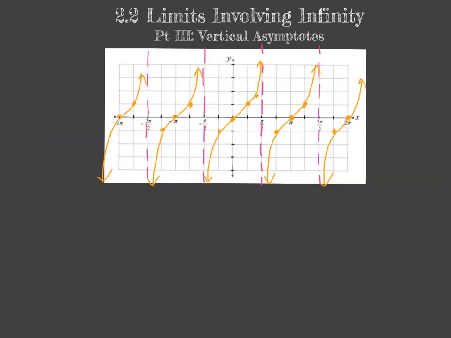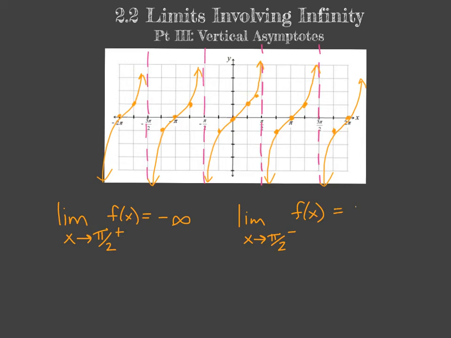So let's define this. Let's focus on this vertical asymptote at pi over 2. We would say that the limit as x approaches pi over 2 from the right of our function f of x, as we're approaching pi over 2 from the right, our function approaches negative infinity. As we approach pi over 2 from the left, here's pi over 2, as we approach it from the left side, our function approaches positive infinity, which you can put a plus sign in front of the infinity, but you don't need to.